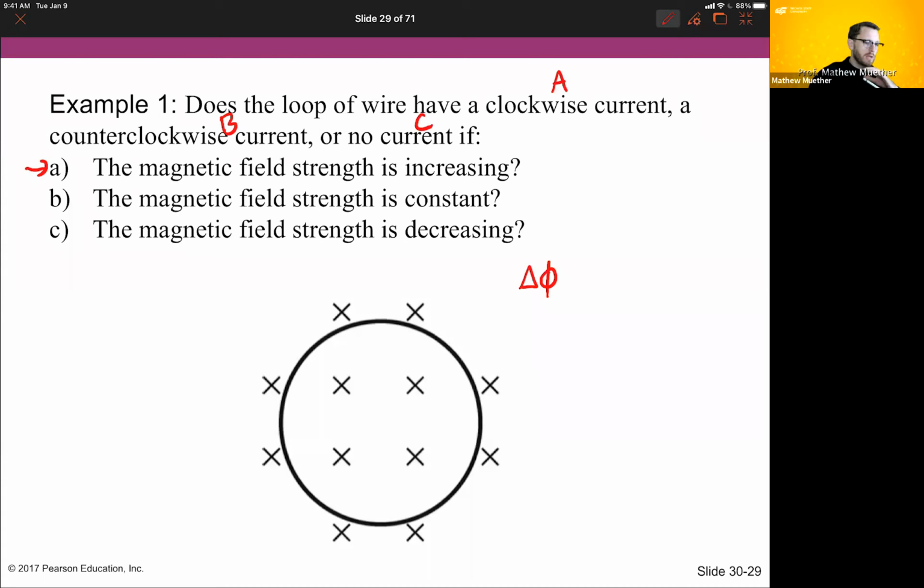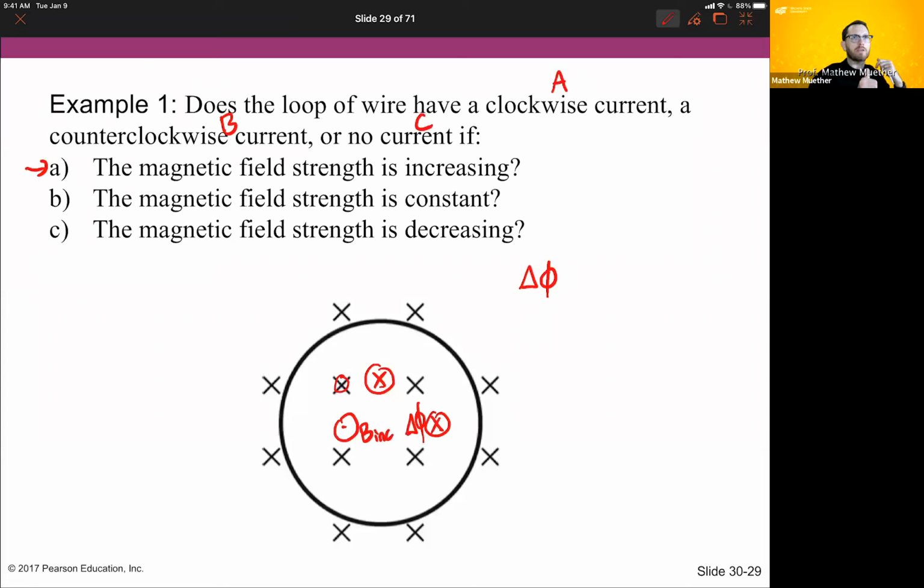So that means that my initial field points into the board, and if I wait a little bit longer, I get an even stronger field pointing into the board. So my change in magnetic flux is into the board, or into the page. My magnetic field is more and more strongly pointing into the page, so my induced field should point in the opposite direction. I want my induced field from the current to point out of the page, back at me.